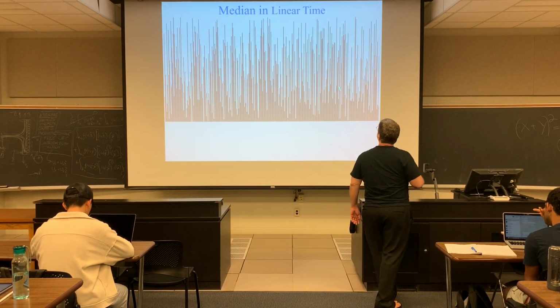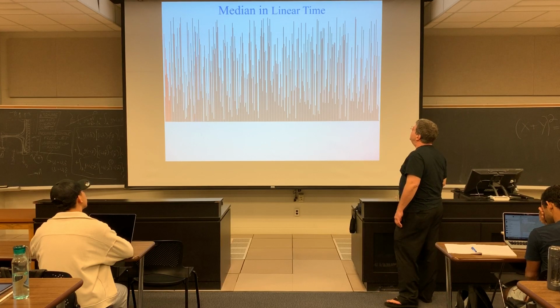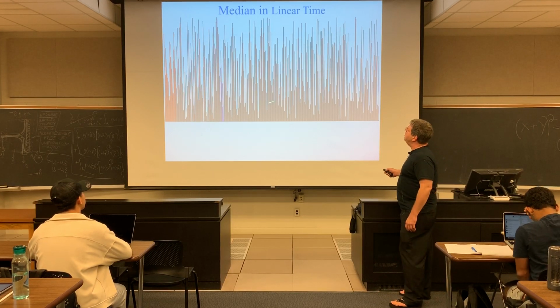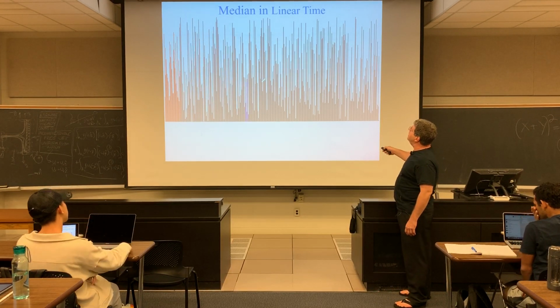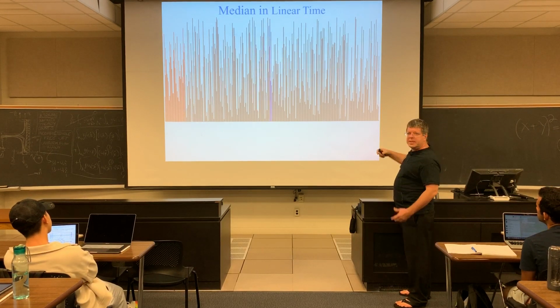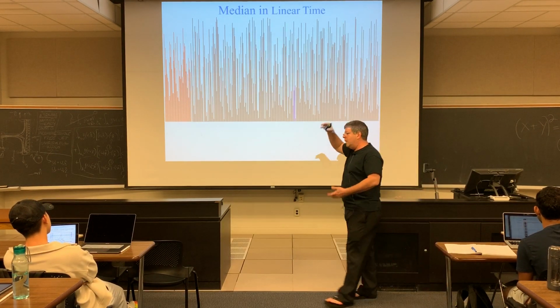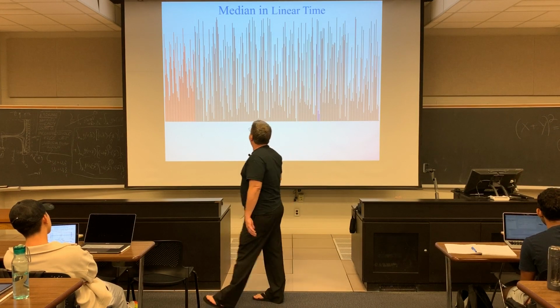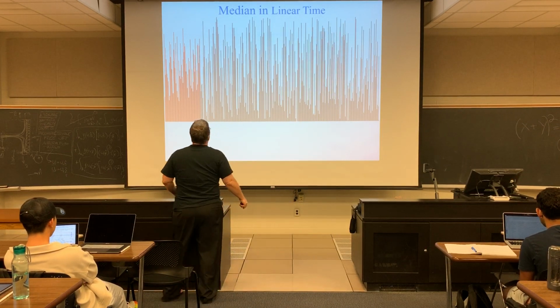And here's how it works. This is actually a depiction of the selection algorithm in linear time on these items, and the height represents the value of the item, how big each item is. And it just keeps going and going.